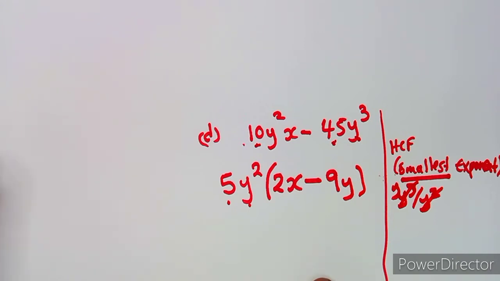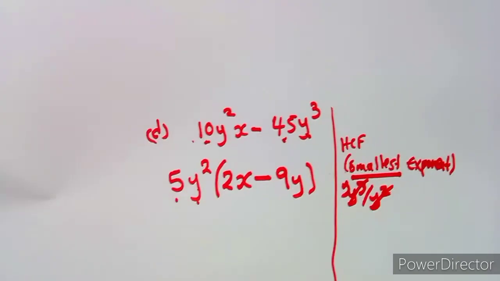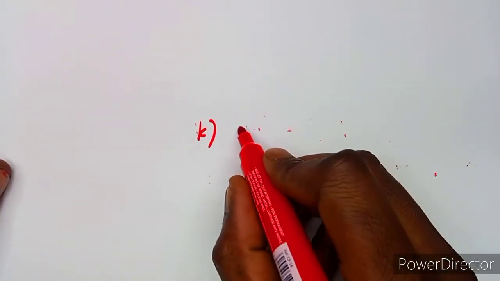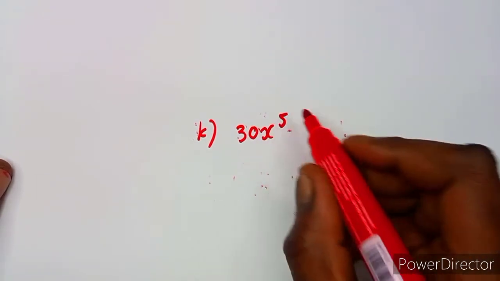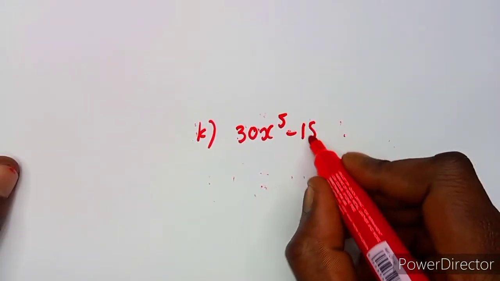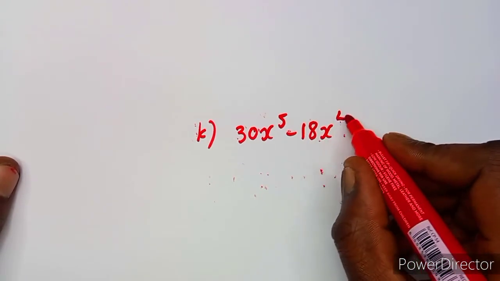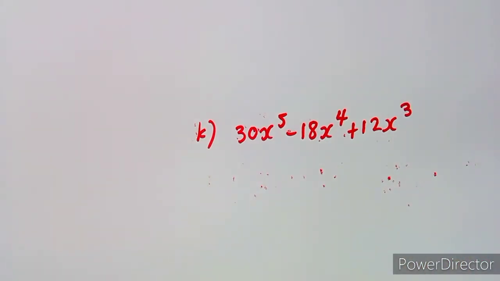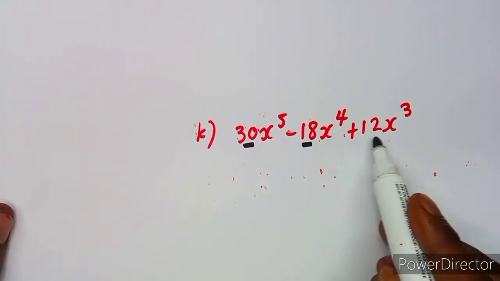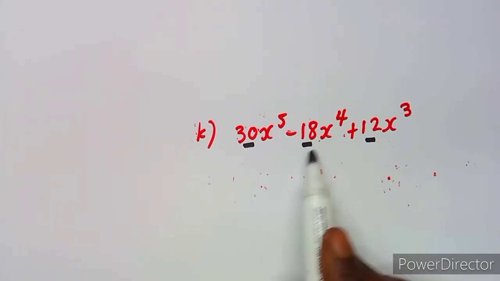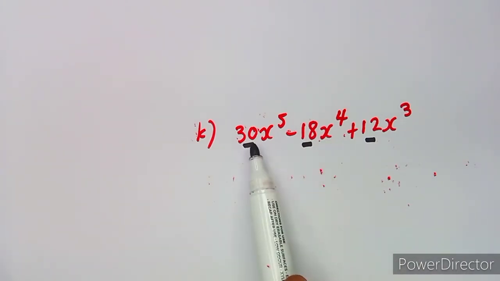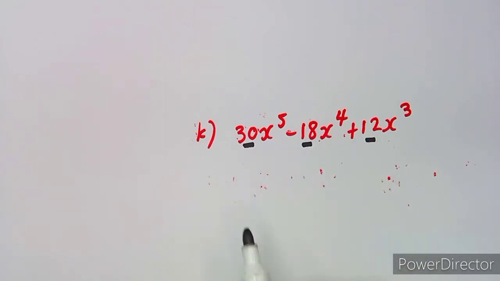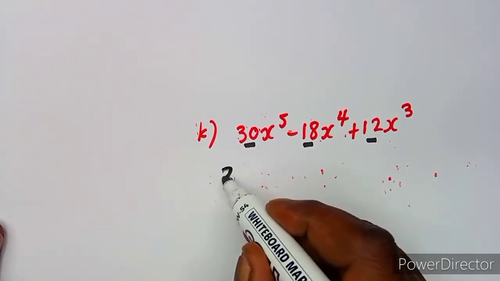So that's how they can ask these questions. Let's just try and do something with maybe 4 terms like what we have on item K there, where we are given 30x to the exponent of 5 minus 18x to the exponent of 4 plus 12x to the exponent of 3. So as you can see, this time we have got 3 terms, but do we have anything that is common? 30, 18, 12. Yeah, there's something that is common here, which is 2 or 3. 3 is the highest common, because 3 can be divided here, so you can factor out 3. All right, so this is going to be 3.